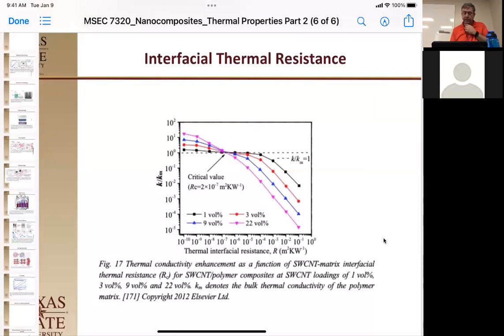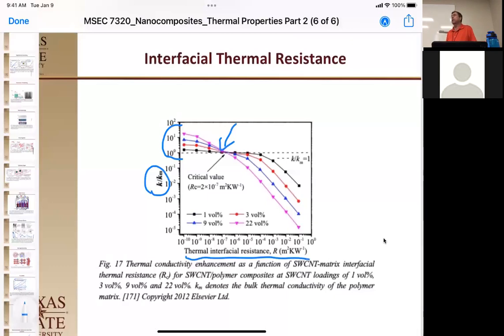And this study was actually kind of interesting in the fact that they figured out that by doing different loadings and graphing the conductivity divided by the conductivity of the matrix itself, as a function of loading, and then measuring the thermal interface resistance here, they saw that there was a crossover point. That crossover point is what they call their critical value, and they found that it's the resistance between the matrix and the nanofiller, and so they were able to identify it at different loadings. So that was one way that they measured it.